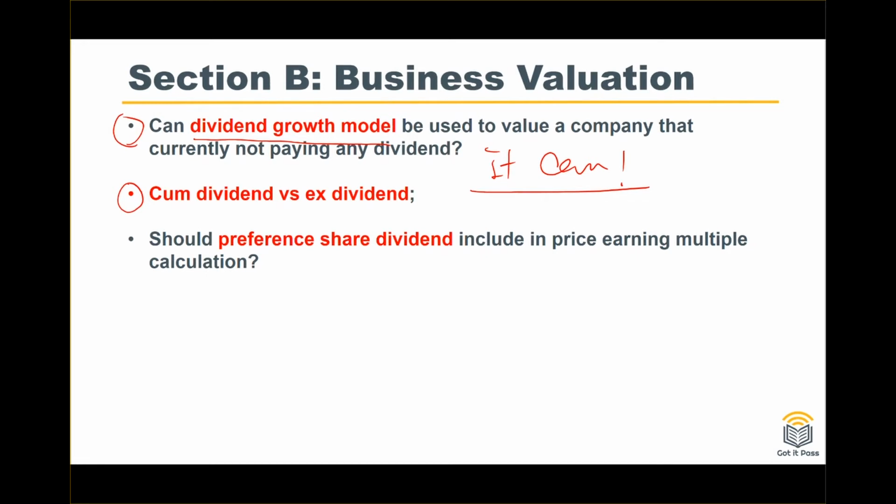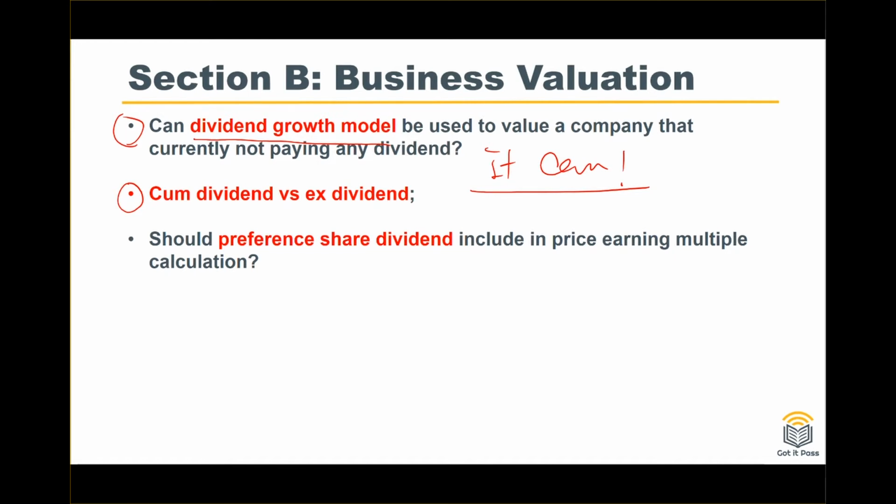The examiner shares with us that some students mix up these two concepts, so they cannot answer correctly. In section B, there is a question about cum dividend and ex-dividend. So you can see in section A, the question shared by the examiner was also cum dividend versus ex-dividend. In section B, it appears again.